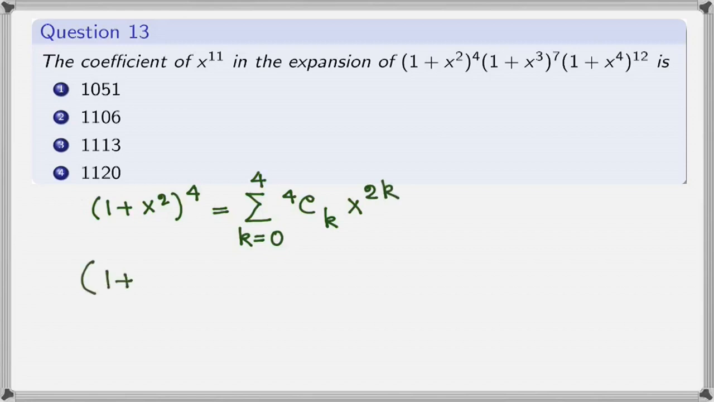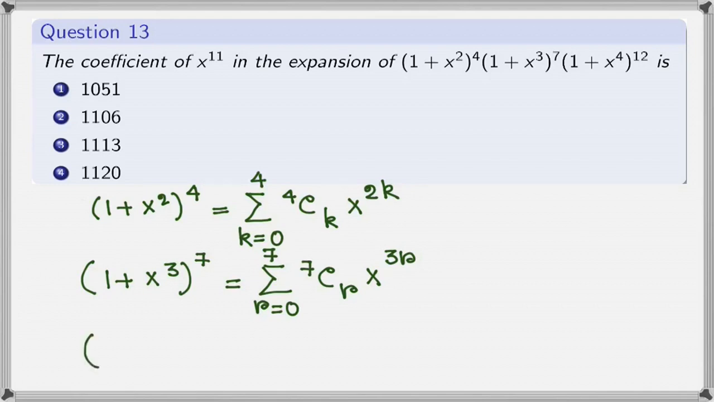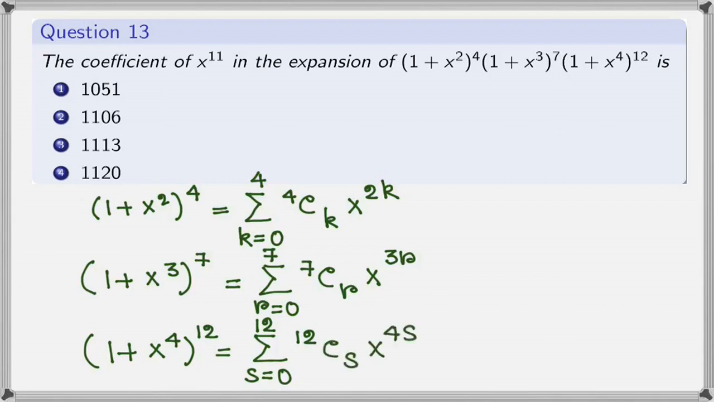The second one, (1 + x^3)^7 is equal to the sum from r = 0 up to 7 of 7Cr x^(3r). And the last one, (1 + x^4)^12 is equal to the sum from s = 0 up to 12 of 12Cs x^(4s).